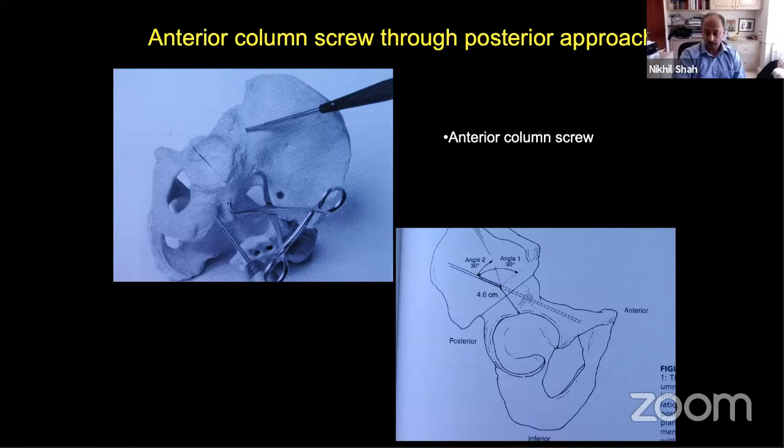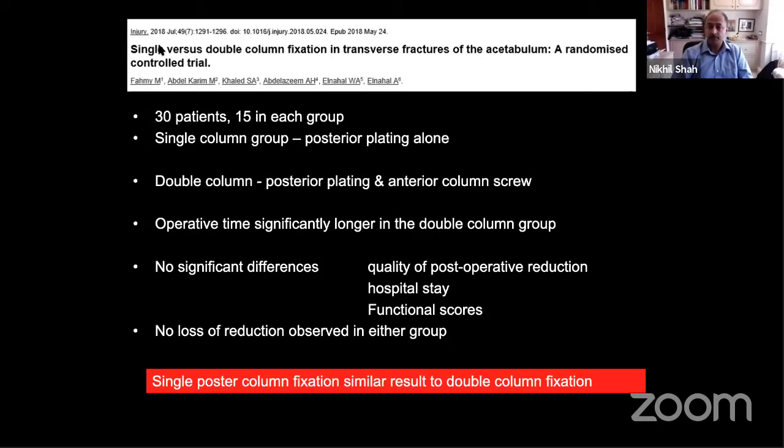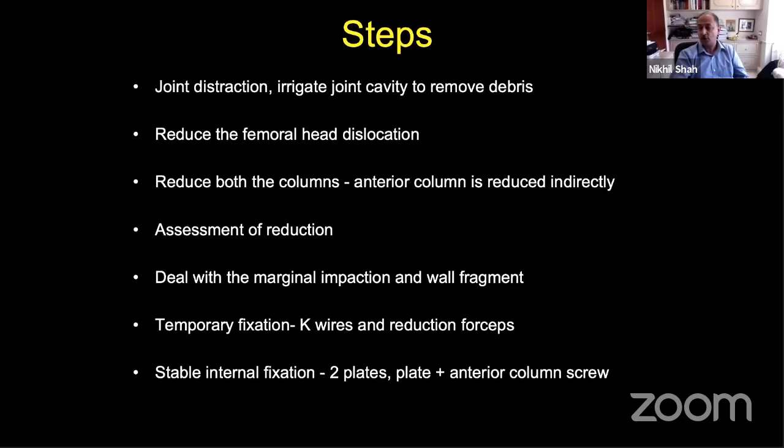This was a randomized study which looked at posterior only fixation or single column plating versus double column plating with a separate anterior column screw. It was a small study with only 15 patients in each group, but in the medium term, what they showed is that both groups got similar functional outcomes, similar hospital stay, and no loss of reduction. But where they did use an anterior column screw, that resulted in a significantly increased surgical time. So probably it is not required. And if you think it is required, then you can put a screw through the posterior column.